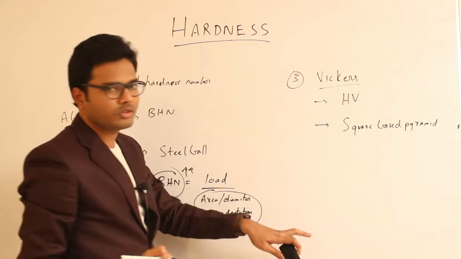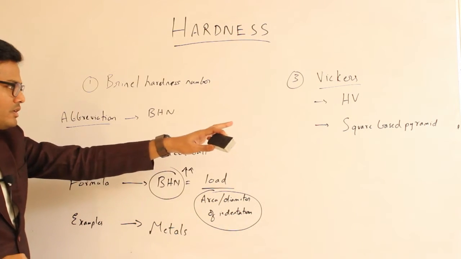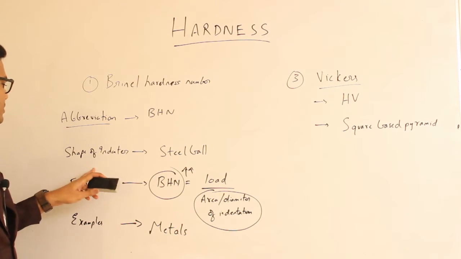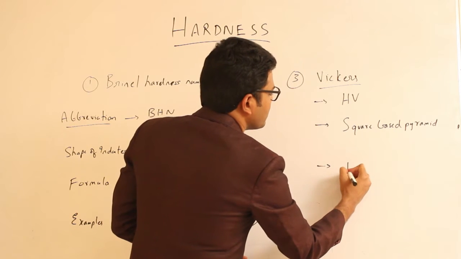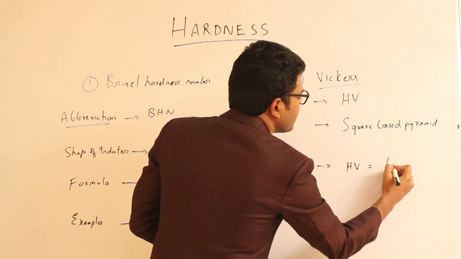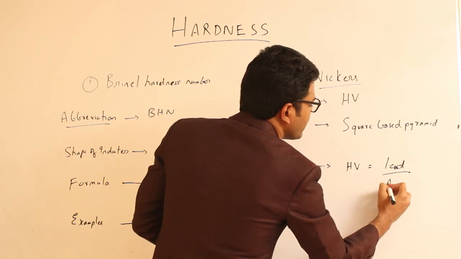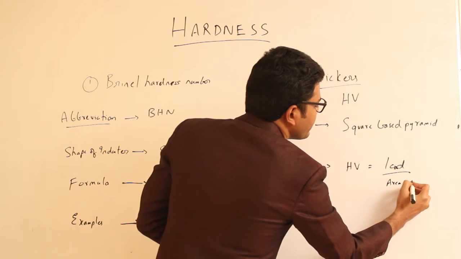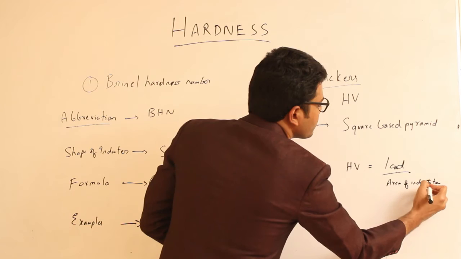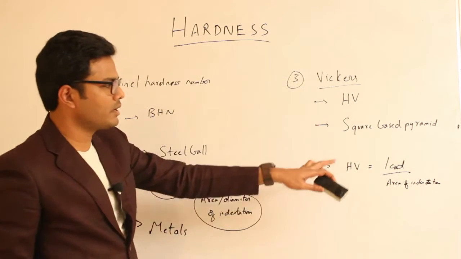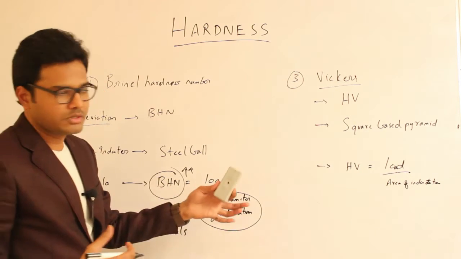So I'll draw the diagram so that you will get that easily. And the shape of the indenter, as we have discussed, is a square based pyramid, and the formula which we employ here is the same, that is Vickers Hardness is obtained by dividing load by the area of indentation. So Vickers Hardness is obtained by the following formula. And how do we exactly perform this procedure?